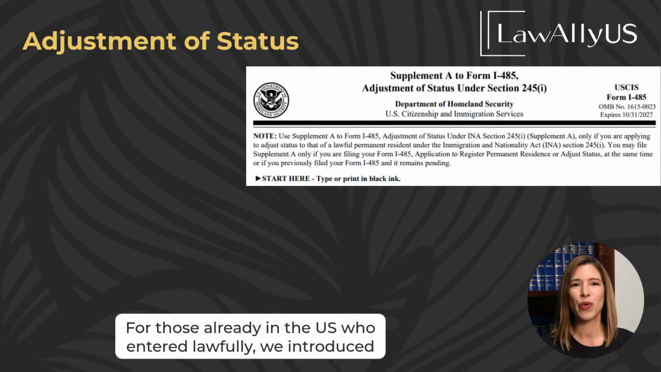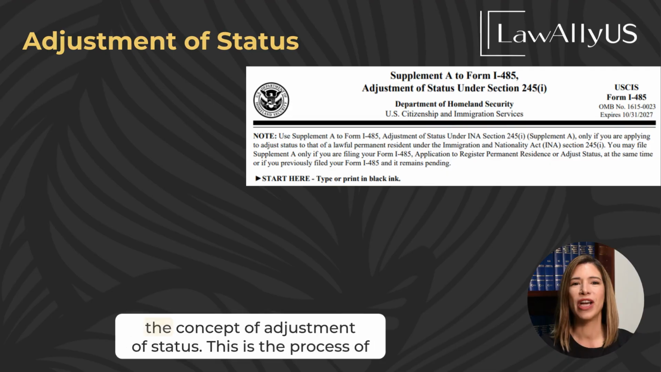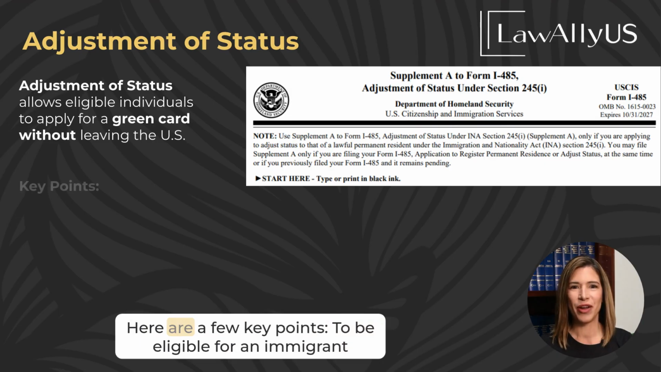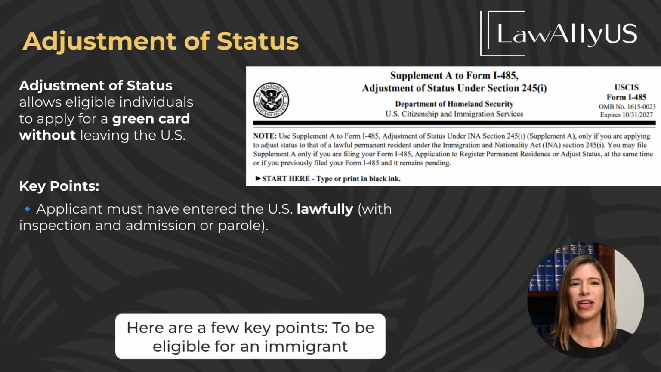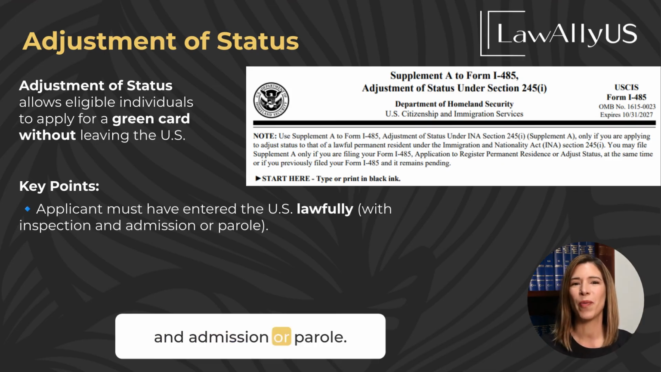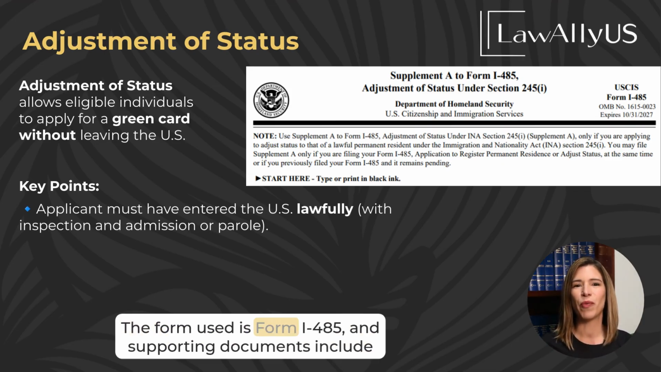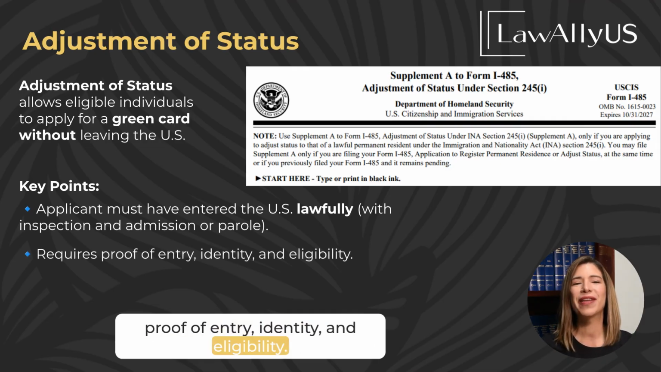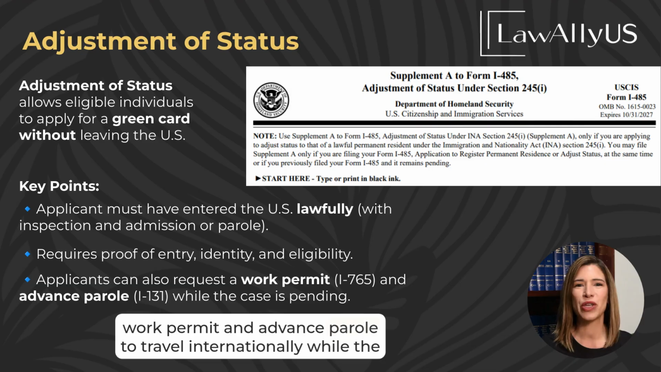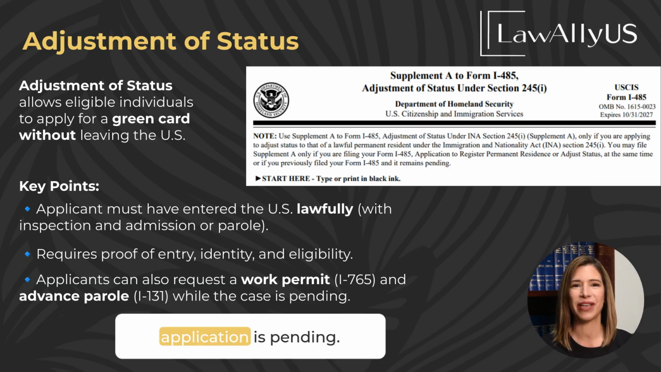For those already in the U.S. who entered lawfully, we introduced the concept of adjustment of status. This is the process of applying for a green card without leaving the U.S. Here are a few key points. To be eligible for an immigrant category, they must have entered the U.S. with inspection and admission or parole. The form used is Form I-485, and supporting documents include proof of entry, identity, and eligibility. Adjustment of status applicants can also apply for a temporary work permit and advance parole to travel internationally while the application is pending.